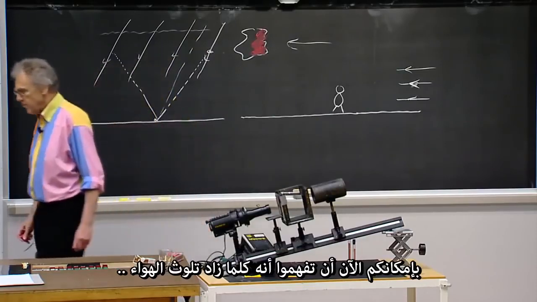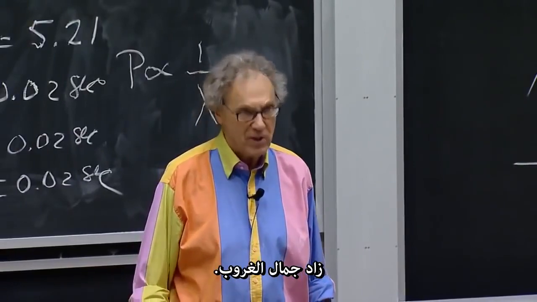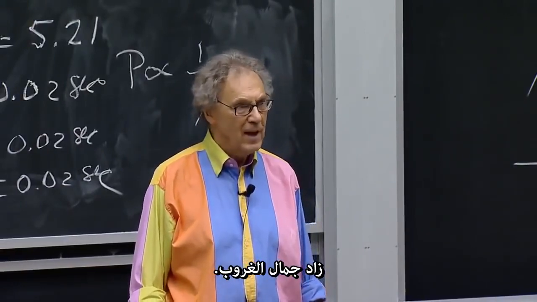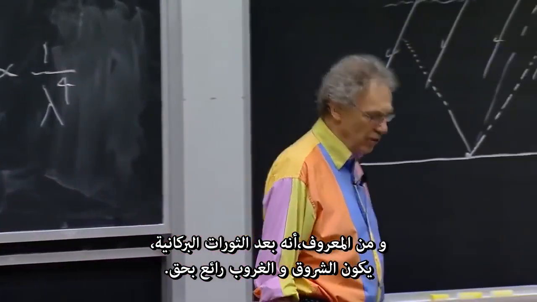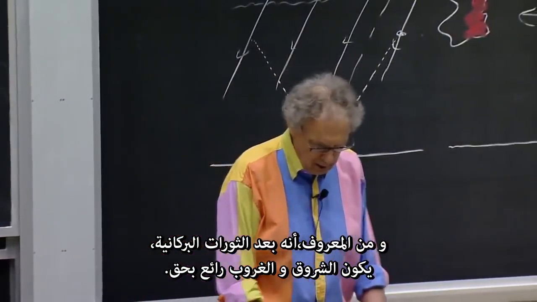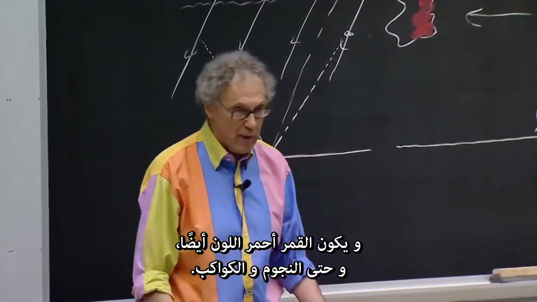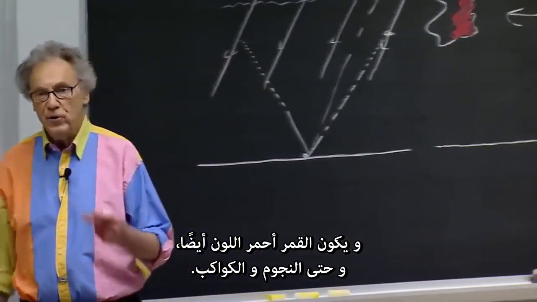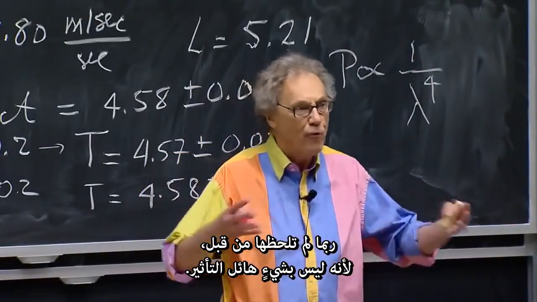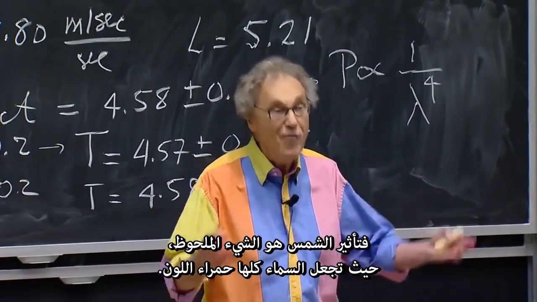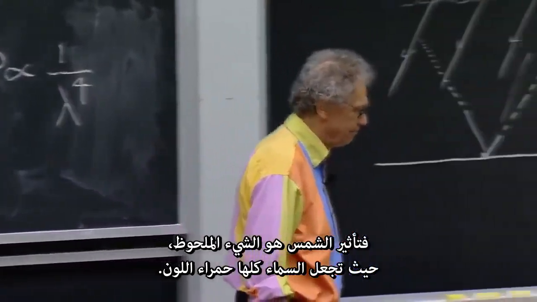You can now understand that the more pollution there is in the air, the more beautiful sunsets are. And it is well known that after volcanic eruptions, the sunsets and the sunrises are truly fantastic. It's also the moon that is red when it comes up. And even the stars and the planets, you may never have noticed it because it's not an overwhelming thing. It is the sun that is the overwhelming thing that makes the entire sky red.